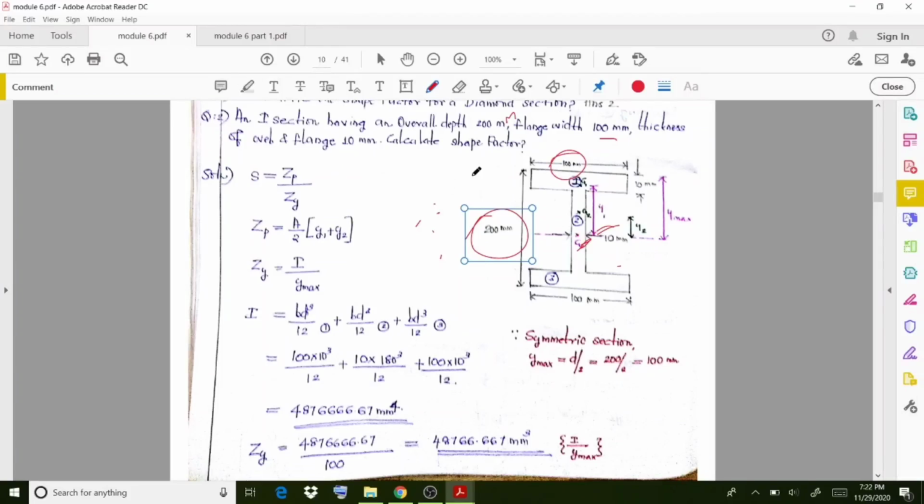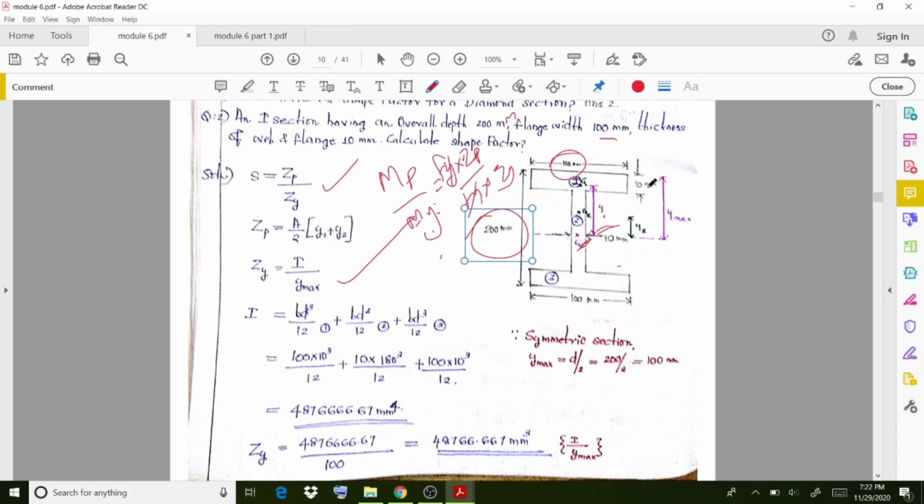And we know that the equation for the shape factor is Zp by Zy, actually Mp by My, and this value is going to be Fy multiplied by Zp, then Fy multiplied by Zy. So both Fy will be cancelled. And we know the equation Zp equal to A by 2 multiplied by y1 plus y2, and Zy equal to I by y max. Okay, so that's the case.